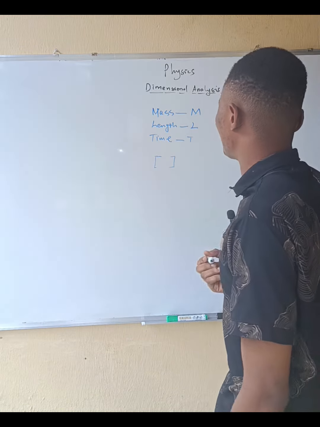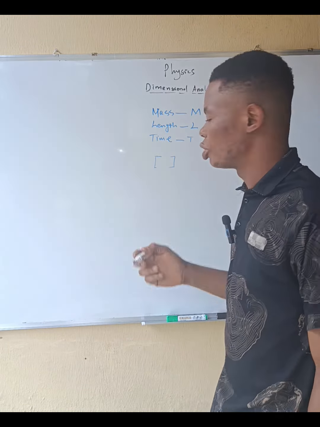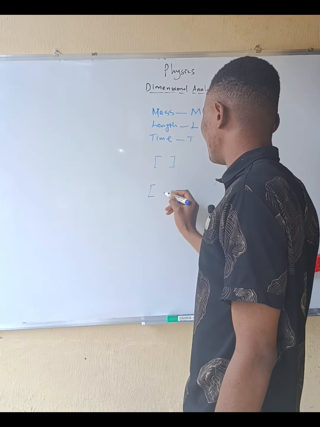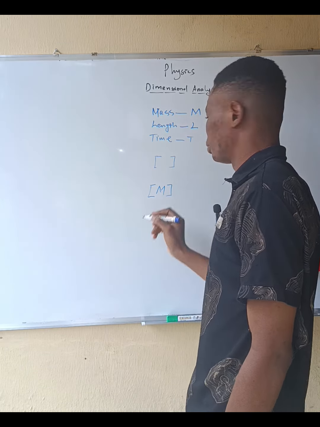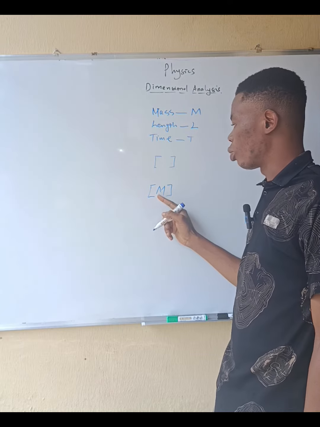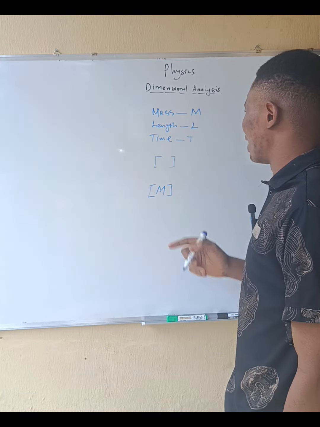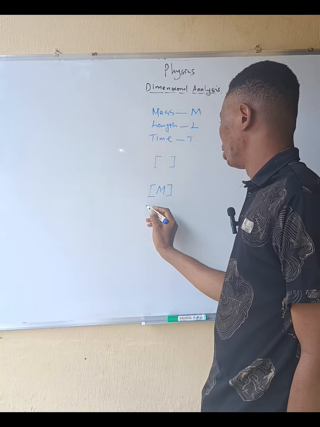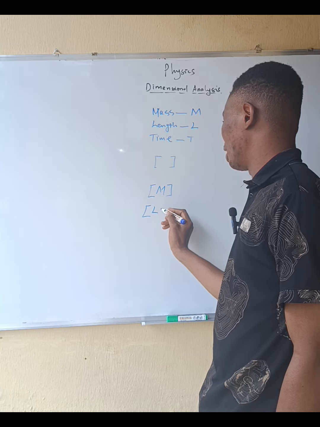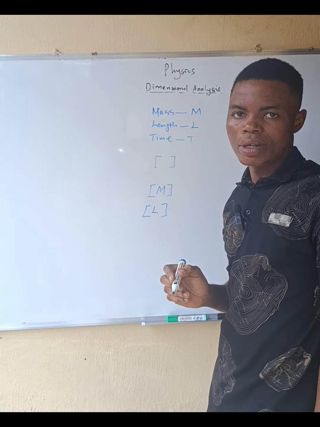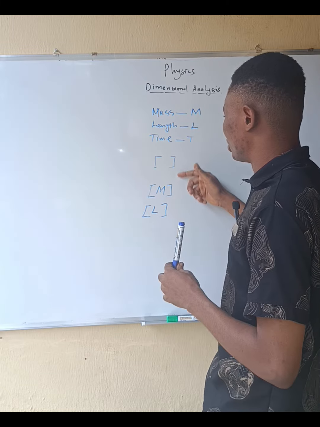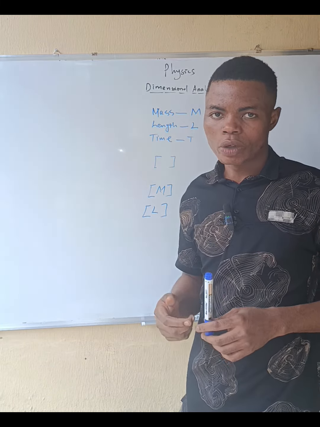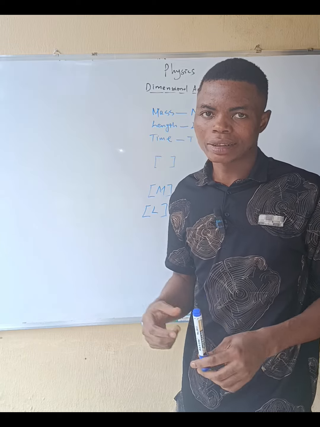For example, if I want you to find the dimension for mass, you are going to say the dimension for mass is, square bracket, then capital M. So this means dimension for mass. The same thing with L. If I ask you to find the dimension for length, you are going to write it this way: with the square bracket, you put the L inside. So we use this symbol, square bracket, to represent dimension, whenever we are talking about dimensional analysis.